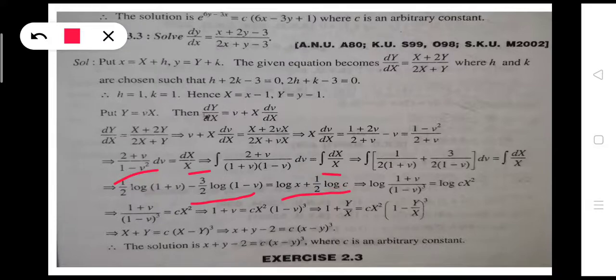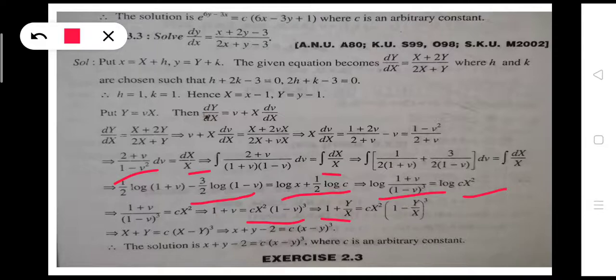Now simplifying, this is in the form of log a minus log b, that is written as log of a by b, that is in the form of log of (1 plus v) by (1 minus v) whole cube, and the right side part is log of c into x square. So what is v here? v is equal to y by x. So we get (1 plus v) by (1 minus v) whole cube is c x square. This implies 1 plus v is equal to c x square into (1 minus v) whole cube, and here 1 plus y by x is equal to c x square into (1 minus y by x) whole cube.